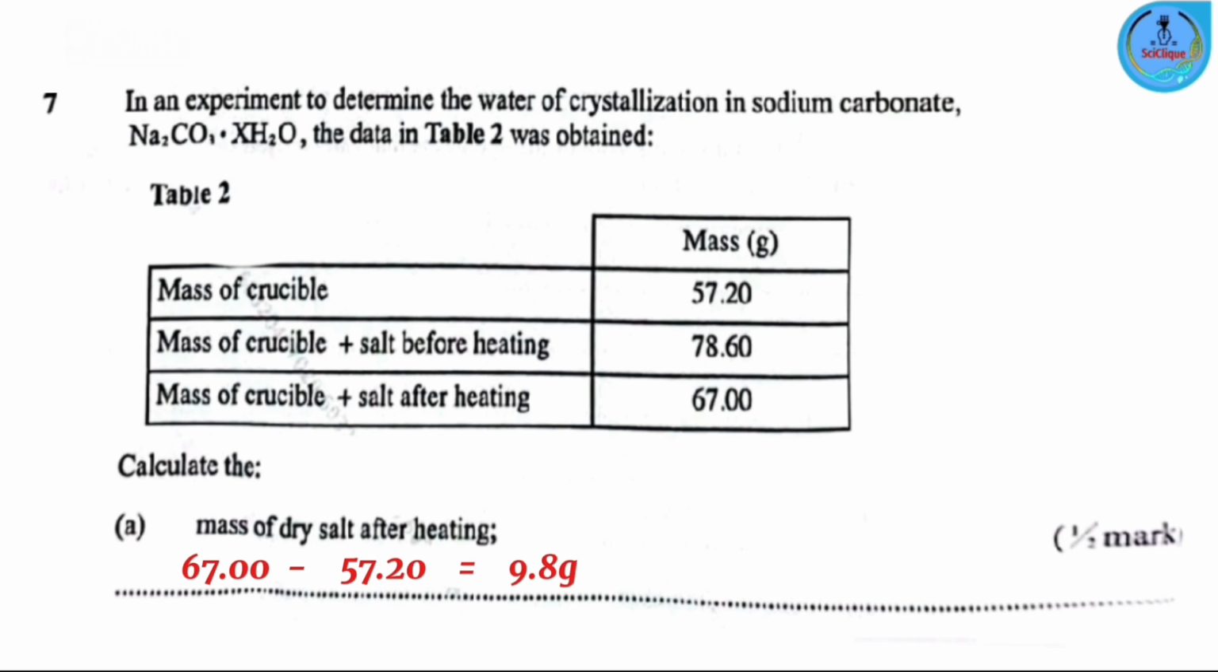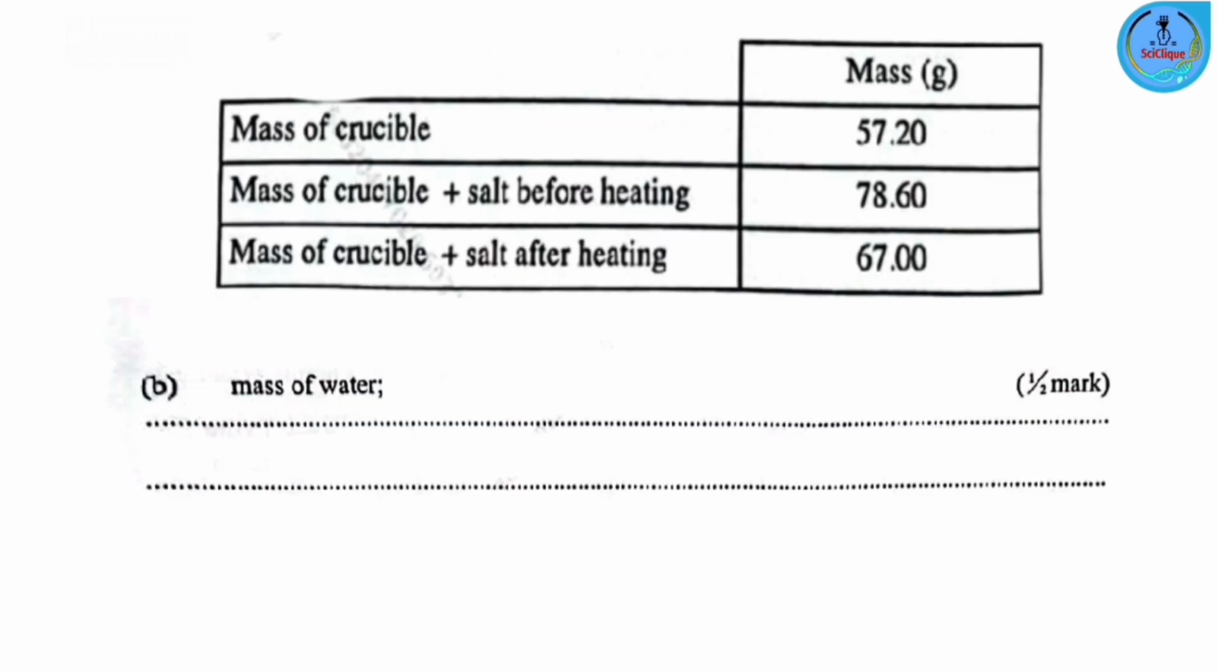Part B, the mass of the water. Now, the mass of the water lost during heating, right? So that means we are going to take the masses before and after heating. We're going to find the difference between these two, and this difference in mass will be that of the water lost during heating. So 78.6 minus 67. This will give us 11.6 grams as the mass of water of crystallization.